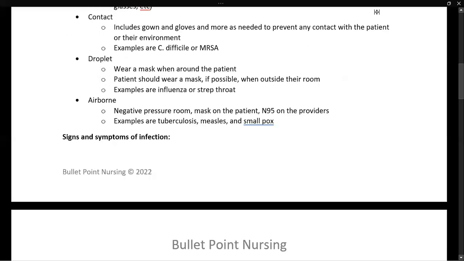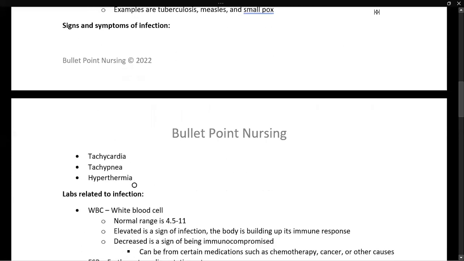Next, we have signs and symptoms of infection. We only have 3 listed here, which are tachycardia, a high heart rate, tachypnea, a high respiratory rate, and hyperthermia, which is a high temperature. There are many other signs and symptoms of infection that we may see depending on what infection the patient has, such as pneumonia. However, in terms of our vital signs, an infection increases heart rate, respiratory rate, and temperature.